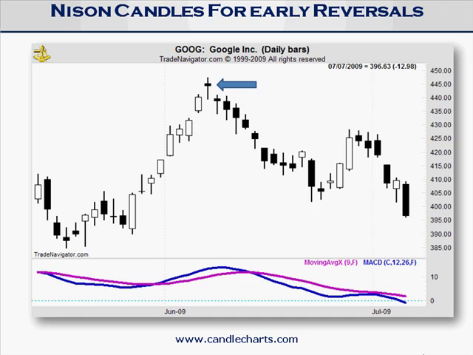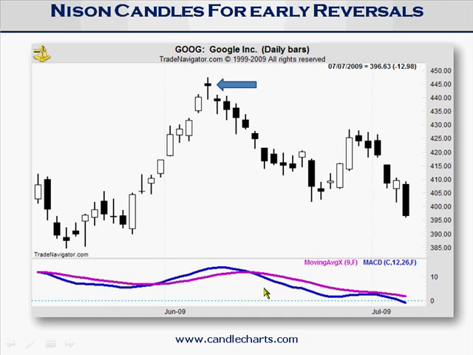So if you're an option trader, you could use this for timing, or if you trade outright. But let me show you an example here. Google made a new high close for the move, and normally that would be bullish, okay? But with the Doji, the Japanese would say the market is tired.